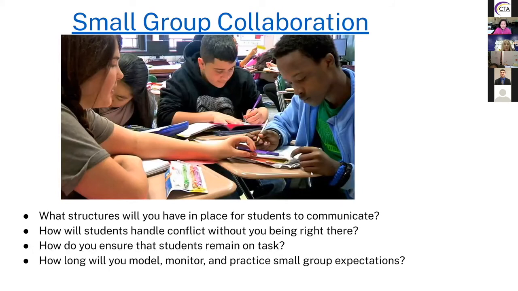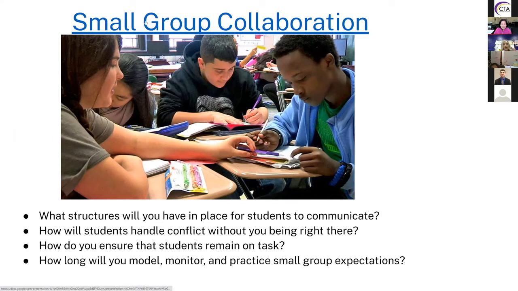A lot of my experiences at the middle school level, and if you put some middle schoolers together, we might not be talking about math. We might be talking about TikToks or Instagram or whatever is the hot topic. Who broke up with who? So that's really important that you have those routines and procedures in place.